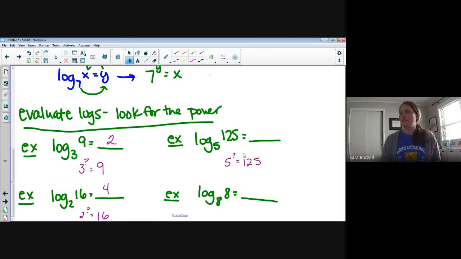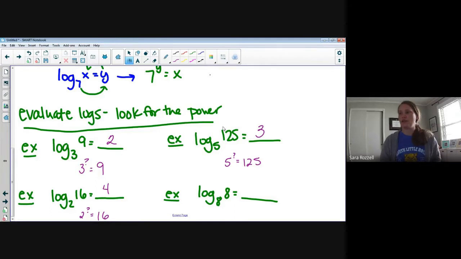This next one, 5 to something, is going to be 125. Is it 2? No, because 5 squared is 25. Can we try 3? Is it going to be 3? I'm going to try 5 to the 3rd. Does that give you 125? Yep. 5 times 5 times 5 is 125. So 5 to the 3rd is 125.